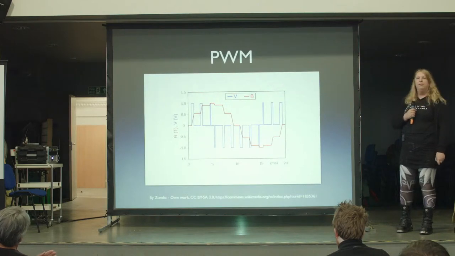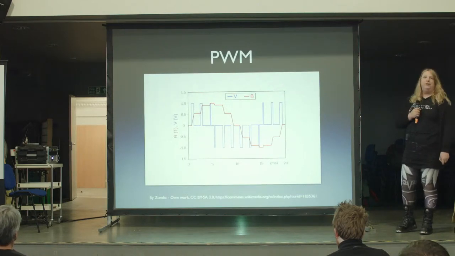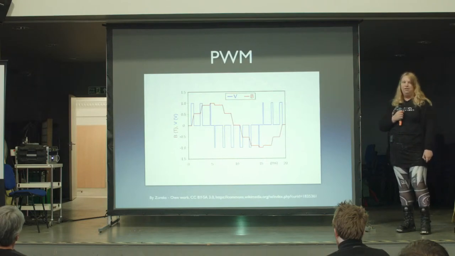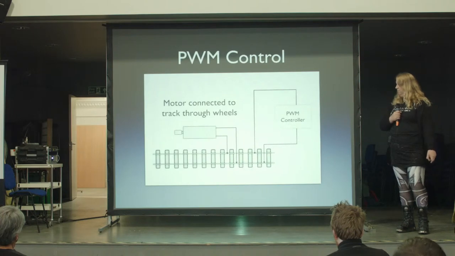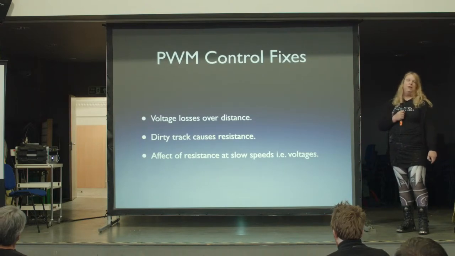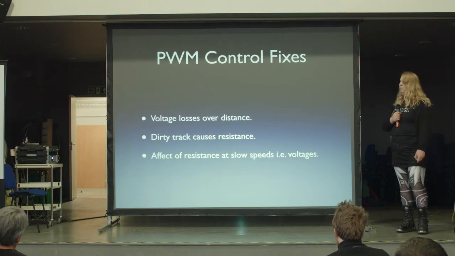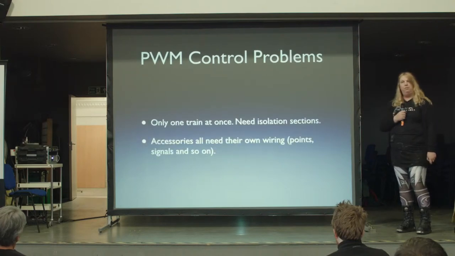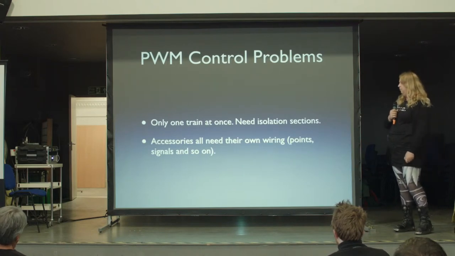So, step one, people started doing, well, just use PWM. It works for all sorts of other things. Keep the voltage up. Pulse output. Drive the trains that way. Same layout, just a different controller. Voltage loss is lower because you're running at typically about 15 volts PWM. Dirty track problem, not so bad. Again, slow speed behavior works. Problem, still, both trains go that way, both trains go that way. And you still need all your own wiring.